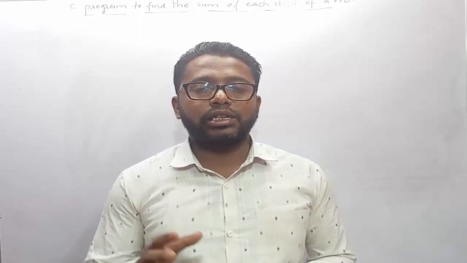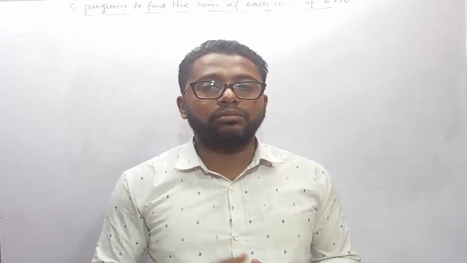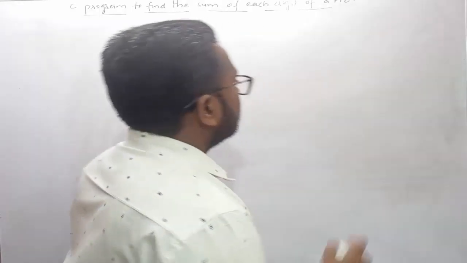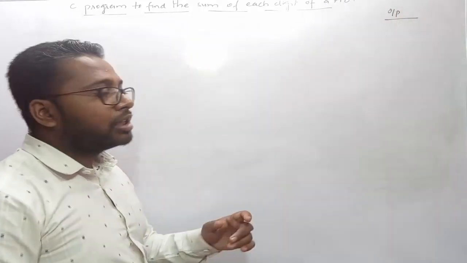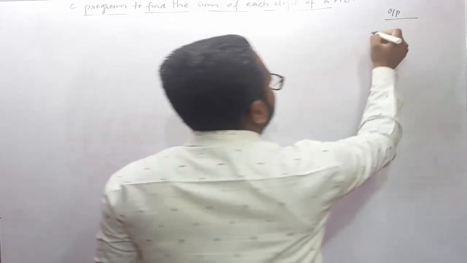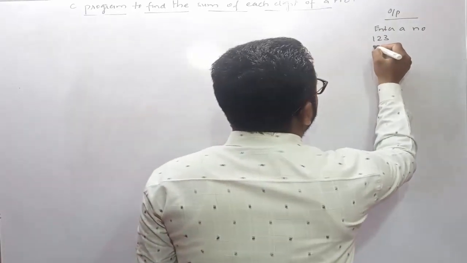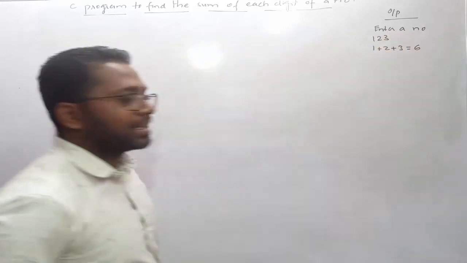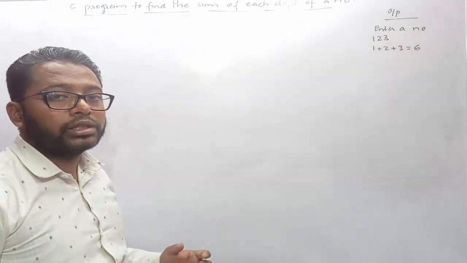Now let us start our discussion on writing a C program to find the sum of each digit of a number. Let me first show you the output of this program. When this program gets executed, it asks the user to enter a number. Now what should be the output? I should get this output: 1 plus 2 plus 3 is equal to 6. So to get this output, what should be the logic?